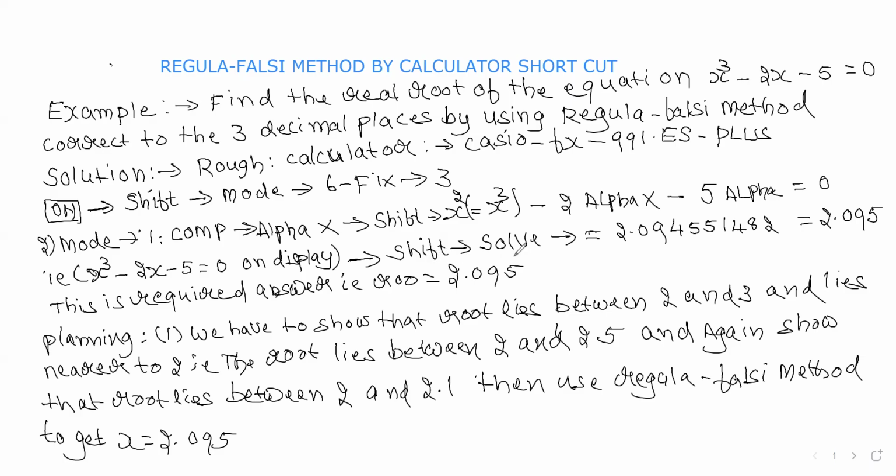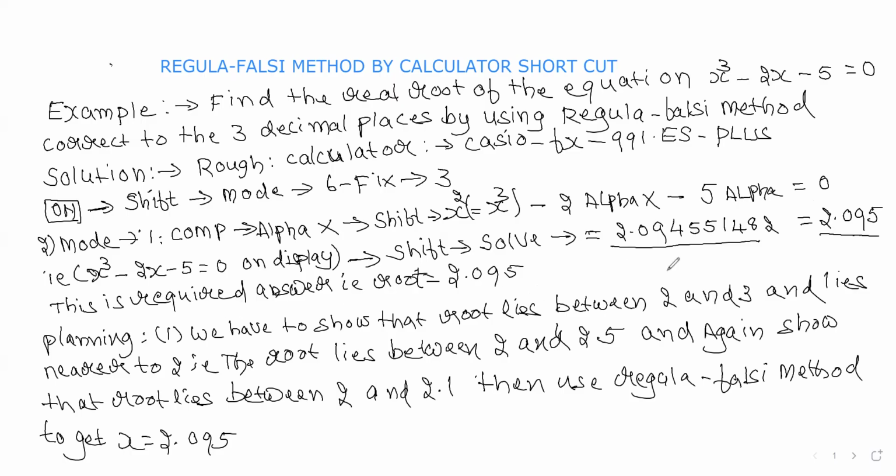Press the shift button and solve button and equal to button. Then, on the display of the calculator, this value you are getting. And again equal to button, and it means answer. Here, the final answer required is 2.095. Now, your final answer should be 2.095, my dear students. And this is the required answer, that is, the root. The required answer, that is the root, equal to 2.095.